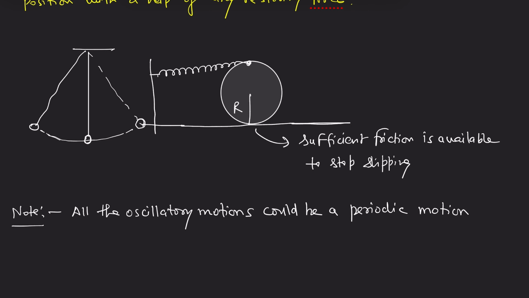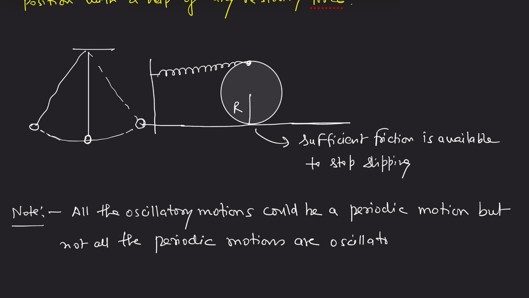If there is no damping happening, then of course all oscillatory motions could be a periodic motion, because they are repeating themselves after a definite time interval. So all oscillatory motions could be a periodic motion, but not all periodic motions are oscillatory motions.